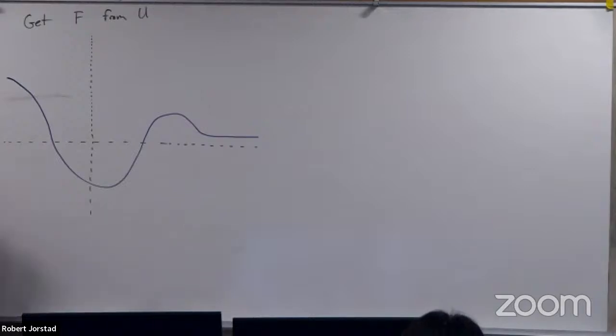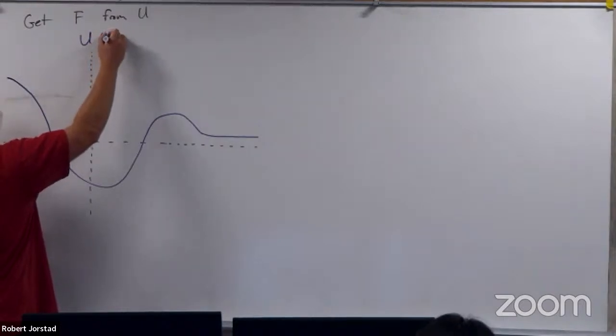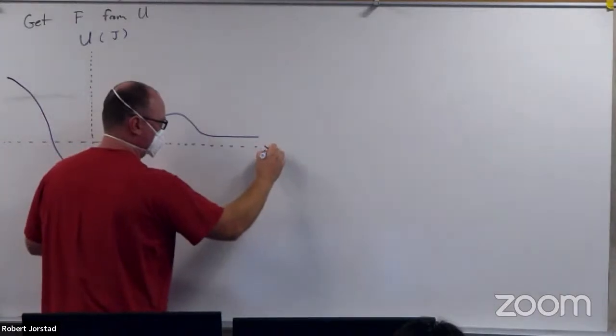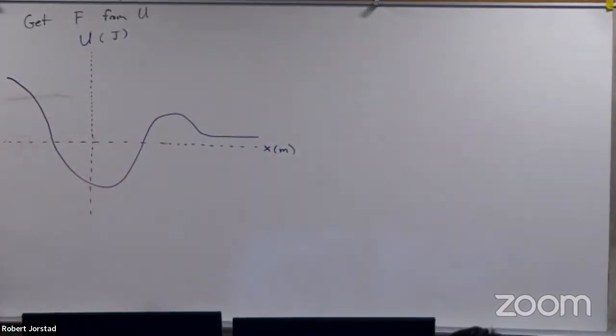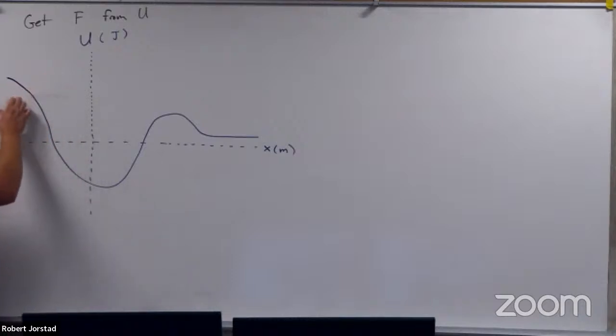Okay, to be clear, this is a plot of U in some units. Maybe it's joules, maybe it's eV. This is X, in meters, nanometers, some kind of units. We'll always have to be looking at those. So this curve is representing U as a function of X. It's a visual way to represent U as a function of X.